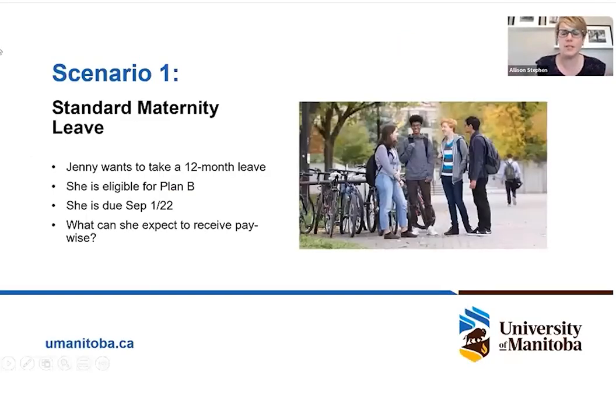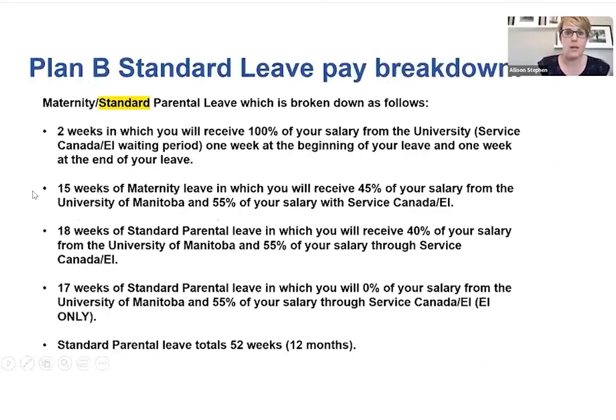So I just have a few basic scenarios because I know it's very complicated with the amount of weeks you're eligible for and top up and things like that. So this is the most standard basic scenario. We've got Jenny. She wants to take a 12-month leave in total. She's looked at the eligibility. She is eligible for Plan B, top up. She's due in September. So what could she expect to receive pay-wise?